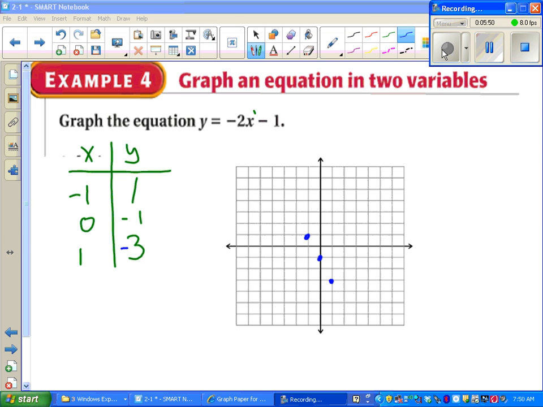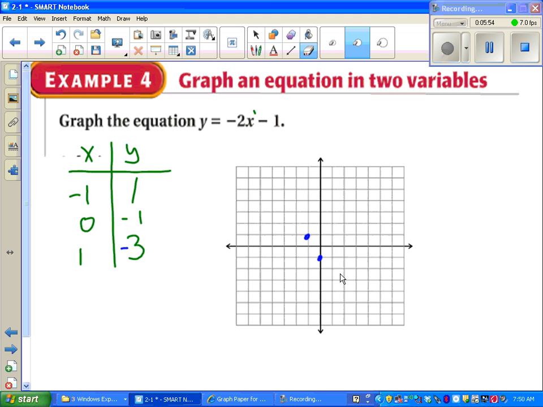I made a slight error on my table. I had a positive 3 there before. The reason I caught my error is I ended up with a third point up here, and I knew that didn't look right when I tried plotting 1, 3. At this point, I do see a pattern. I can draw a line straight through those points, and I've got my graph.